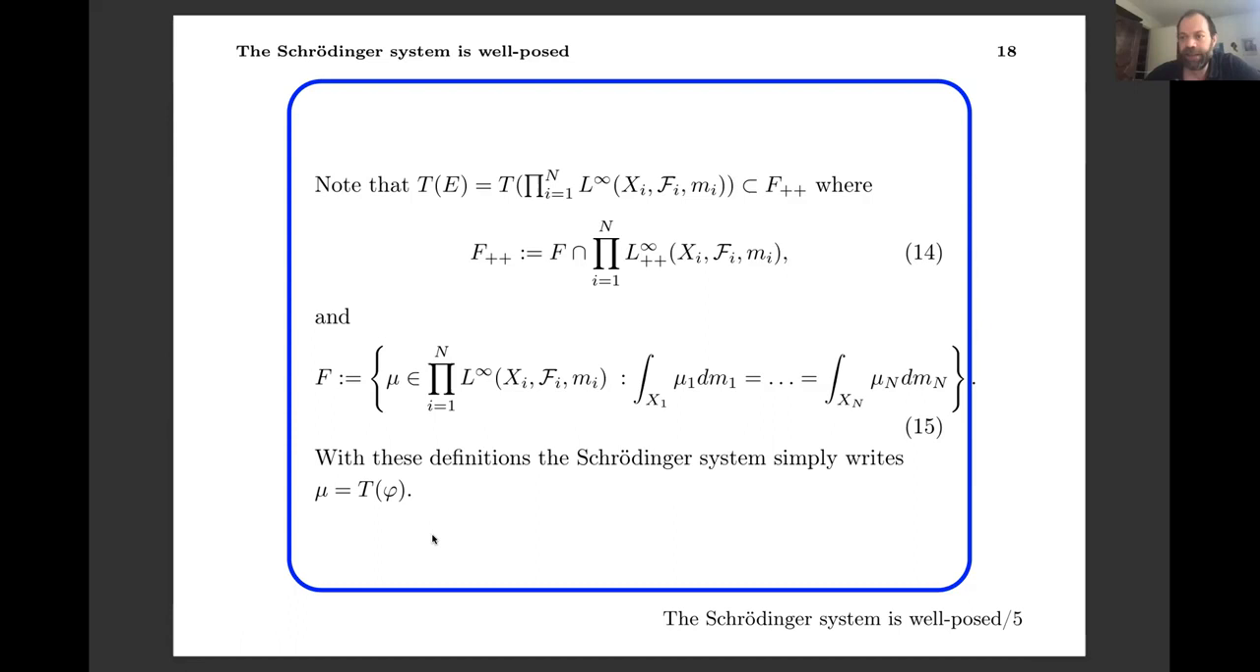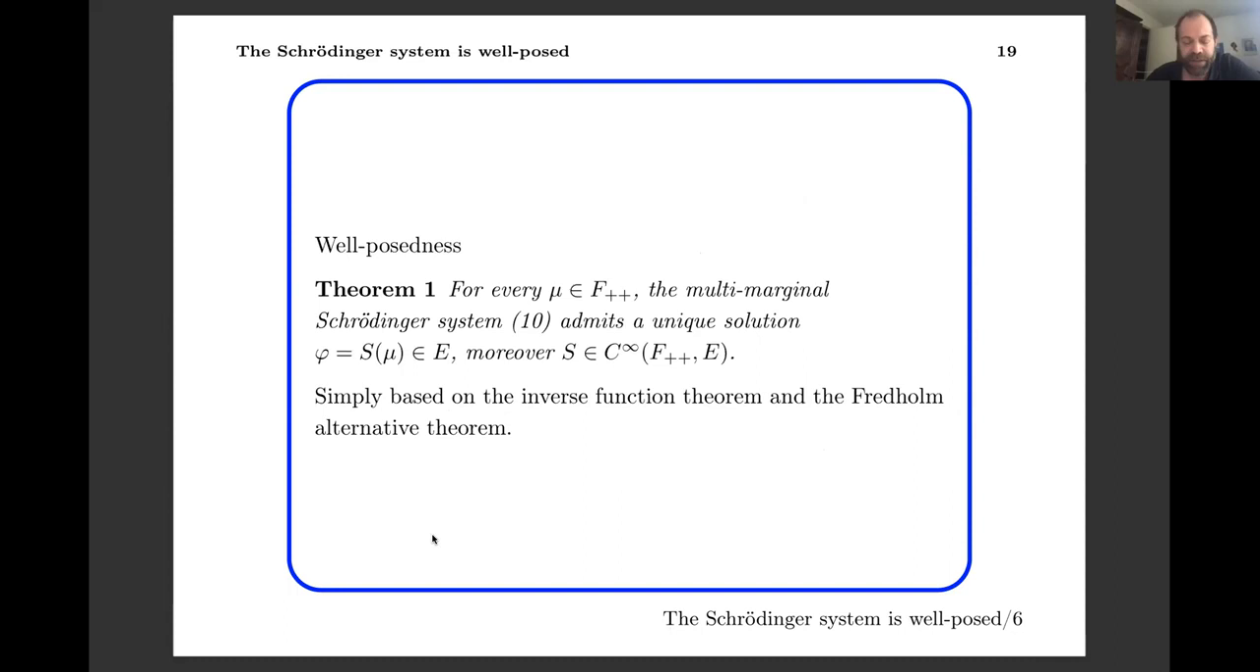So here is the well-posedness result, which says that for every mu in this F++, there is a unique solution, and the reverse map, which gives the solution, which I denote S of mu, S for Schrödinger, is C infinity. The proof is very simple. It's basically based on the local inverse function theorem, plus some structural properties and a computation I'm going to show you, and the Fredholm alternative theorem. I have to be a bit cautious because we are in infinite dimensions. It's a computation I want to show you.